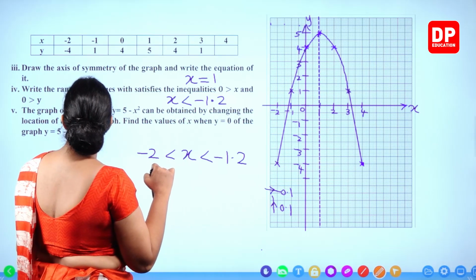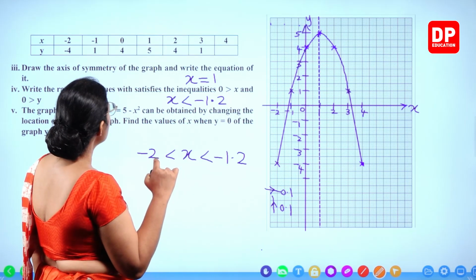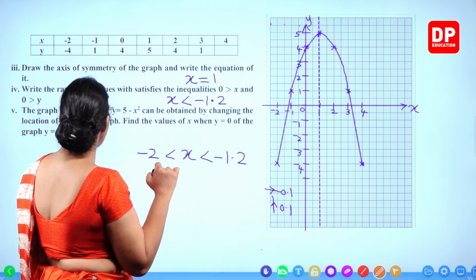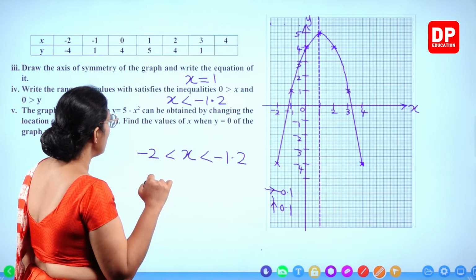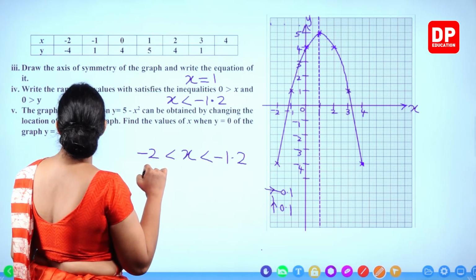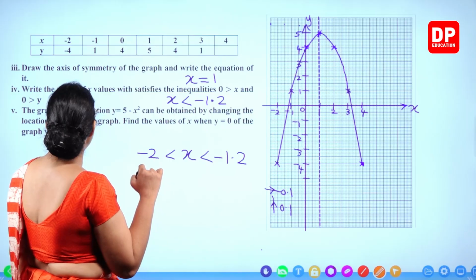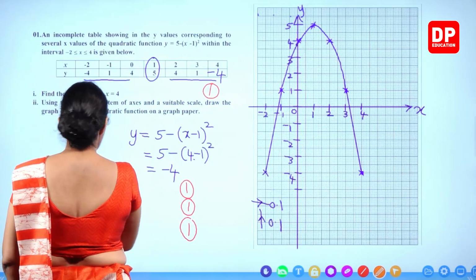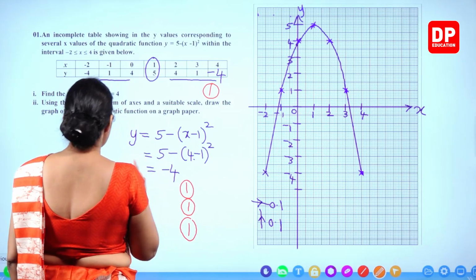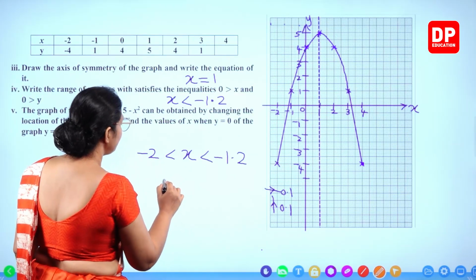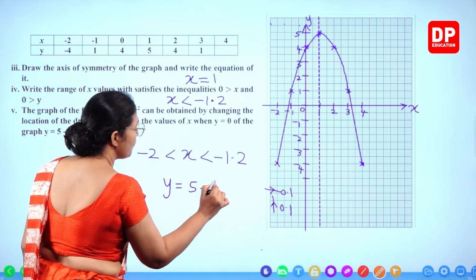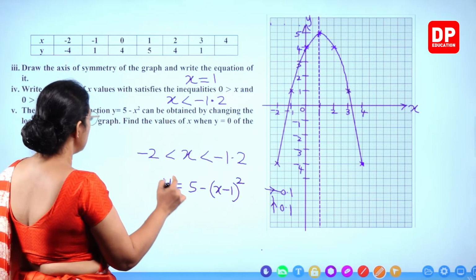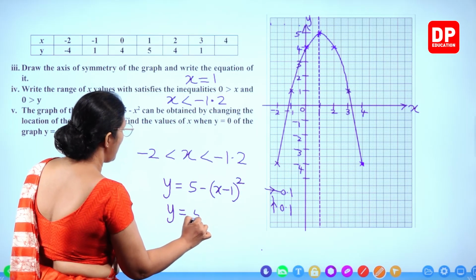Then what's the last part? The graph of the function y equals 5 minus x squared can be obtained by changing the location of the drawn graph. Find the value of x when y equals 0 of the graph y equals 5 minus x squared. So what is the graph here? It is 5 minus (x minus 1) squared. And what is the graph you need? y equals 5 minus x squared.